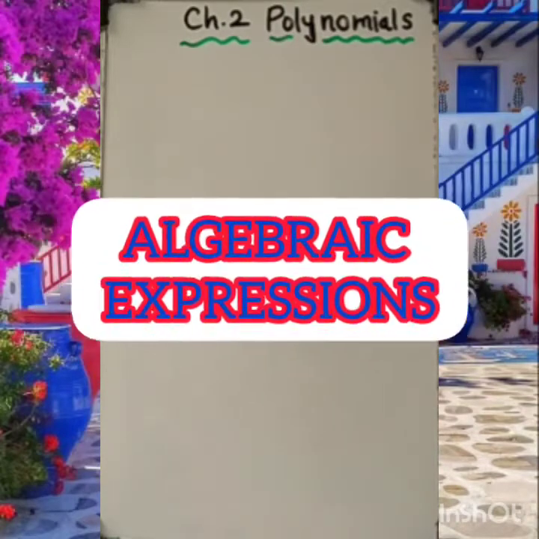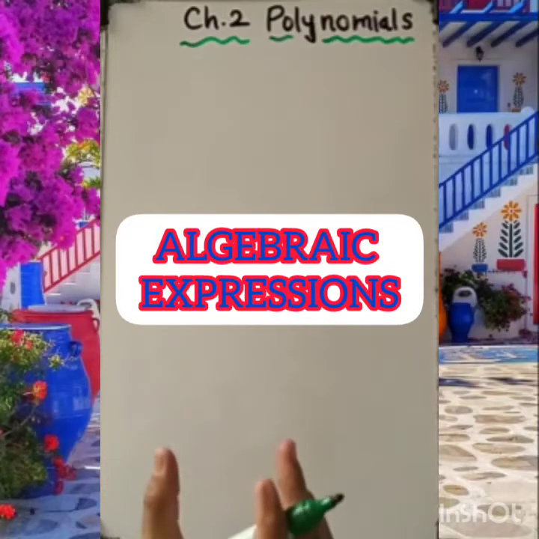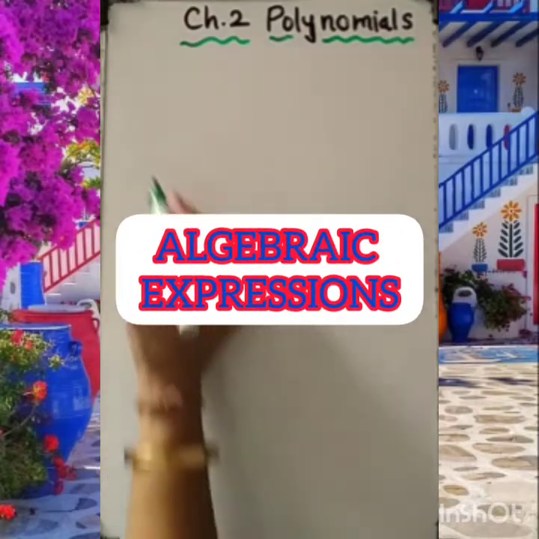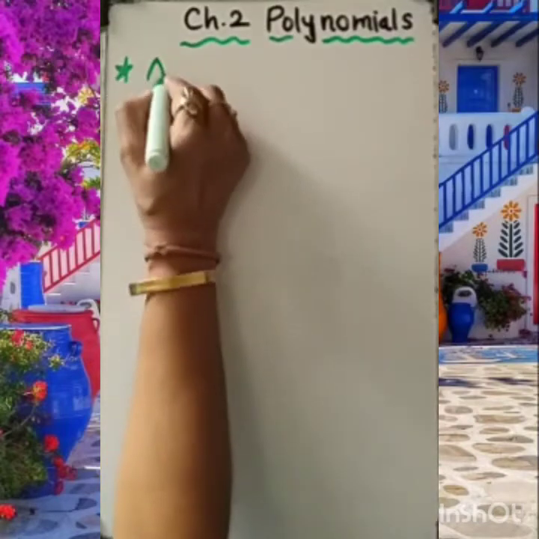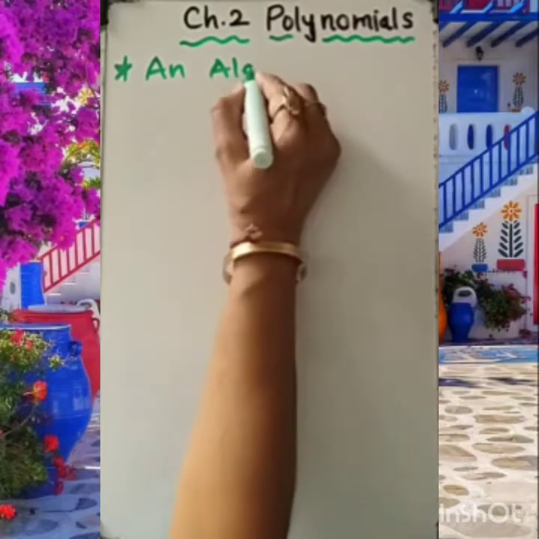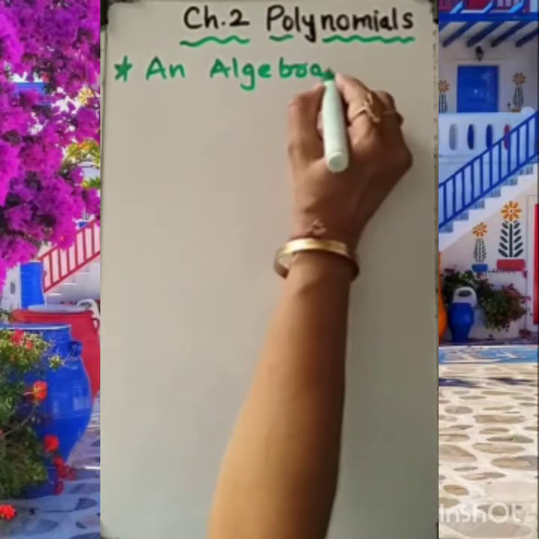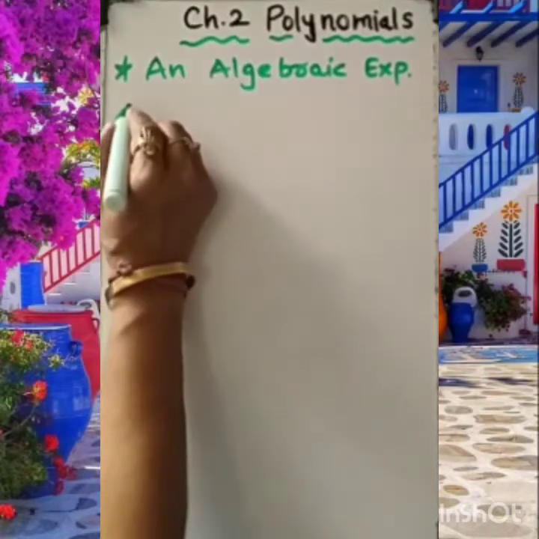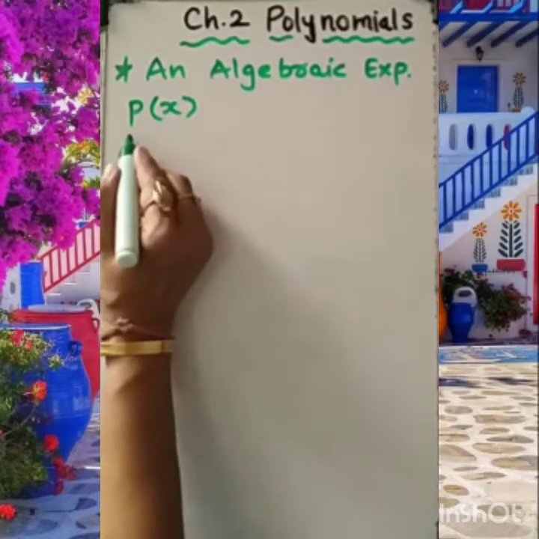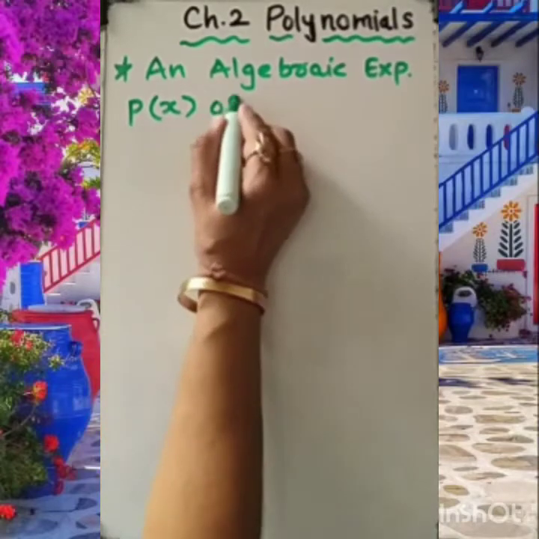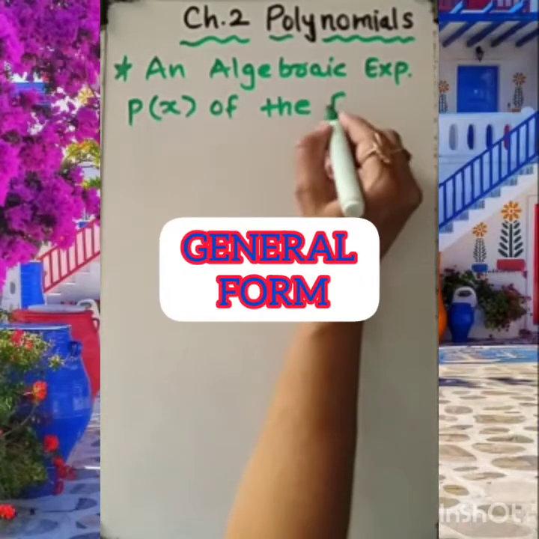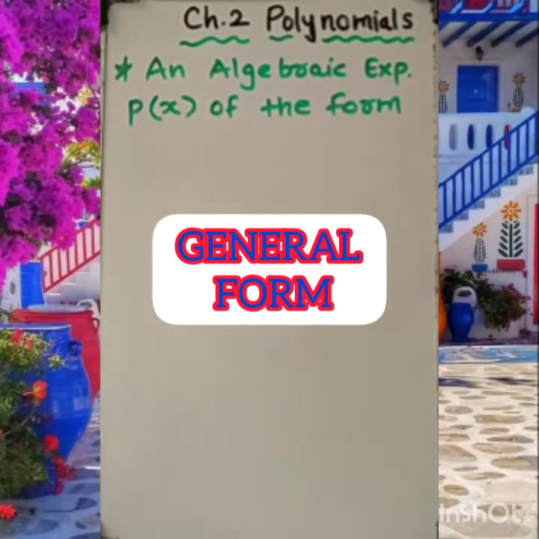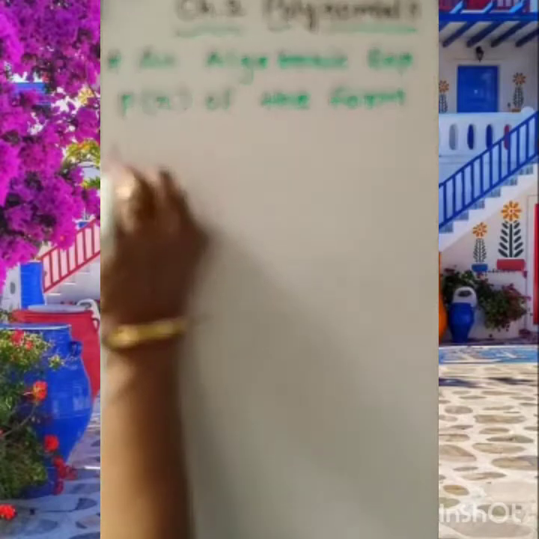First of all, we know, suppose an algebraic expression is defined by P(x). Suppose I am calling it a polynomial, that's why P(x) is of the form. That is the general form of it. All of you keep this general form in mind. That is the polynomial we used to define P(x).